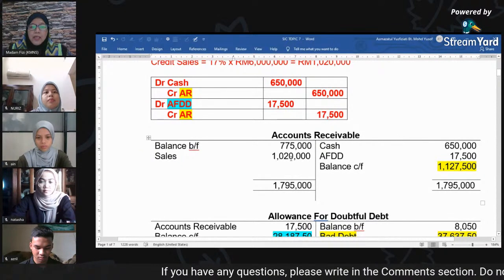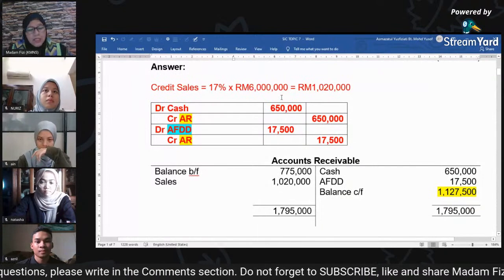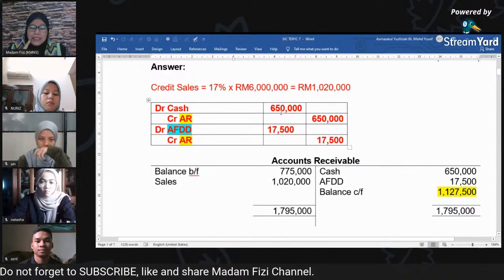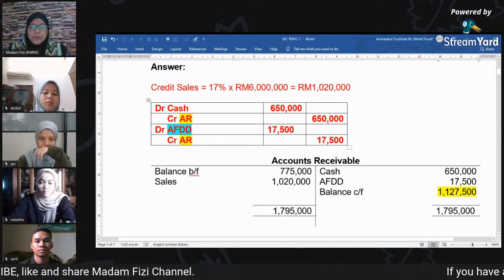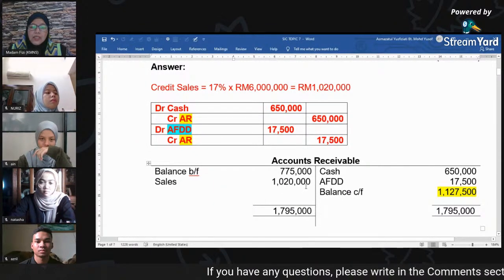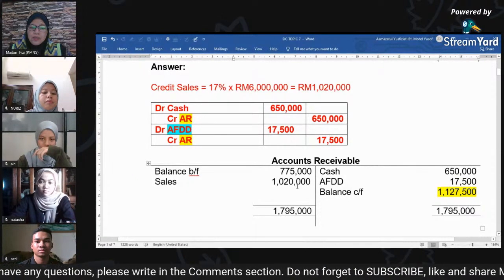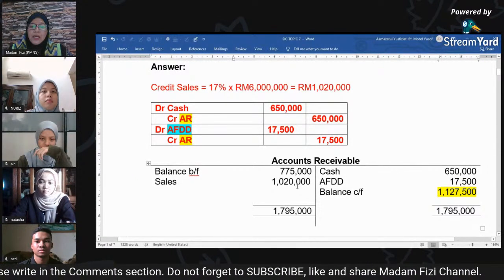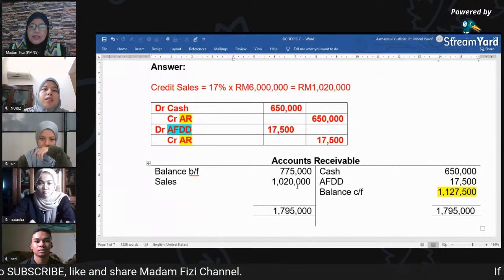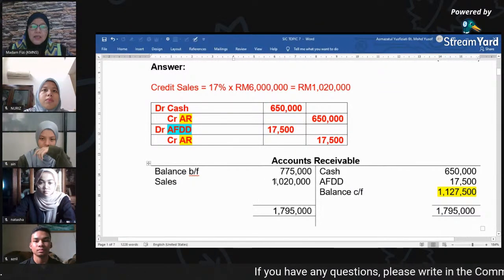One more is about sales. Just now we have calculated the credit sales. Remember the credit sales is at the accounts receivable T account. Okay. So sales 1,020,000 at the debit side. Okay. Kenapa dekat debit side? Because debit accounts receivable and credit sales kan. Okay, so that's why dia effect dekat debit side.